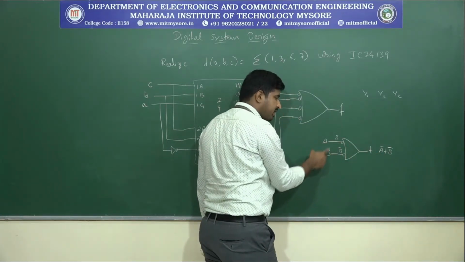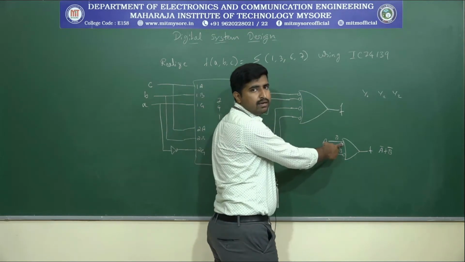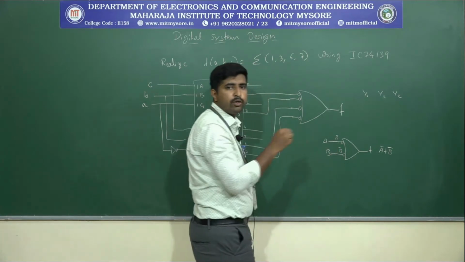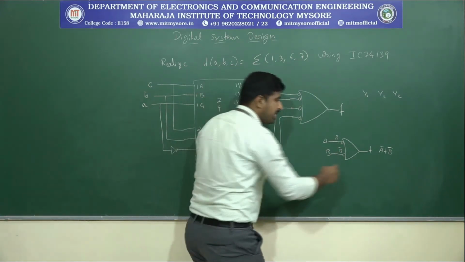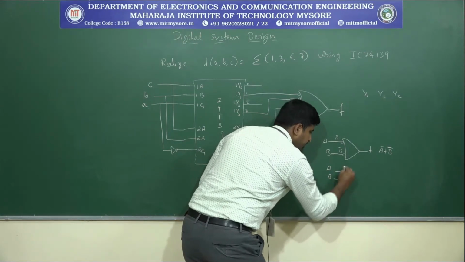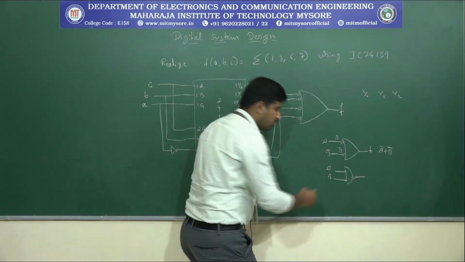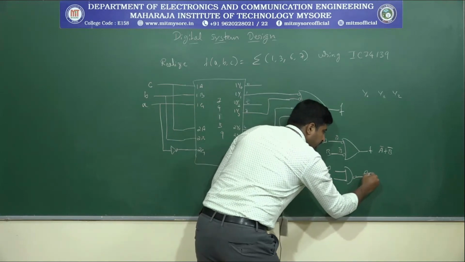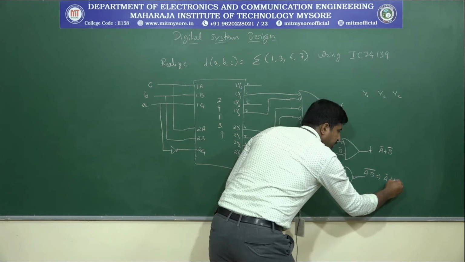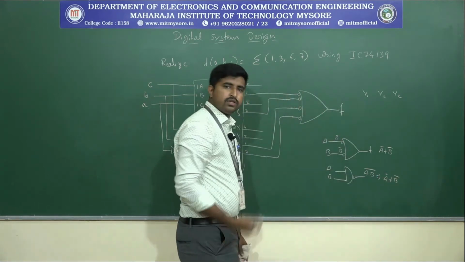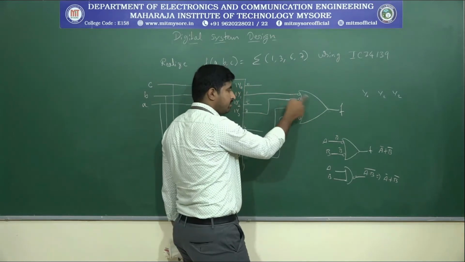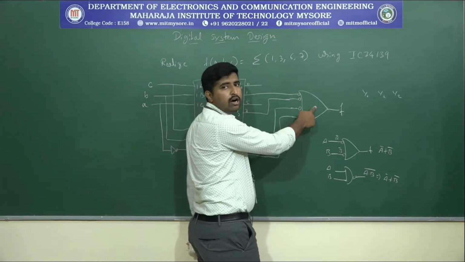So which are the inputs? The inputs are A and B, which will be complemented before being given to the gate. This bubble indicates that it takes a complement. Instead of doing that, we can even connect a NAND gate, because what is this NAND gate? A into B whole bar. If you apply De Morgan's theorem, this equals A bar plus B bar. That's why we can connect a NAND gate, or connect a NOT gate and then an OR gate.